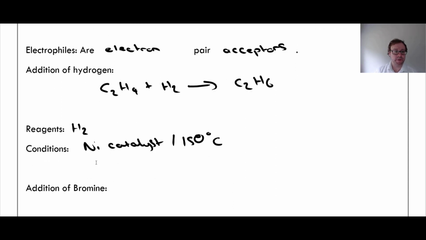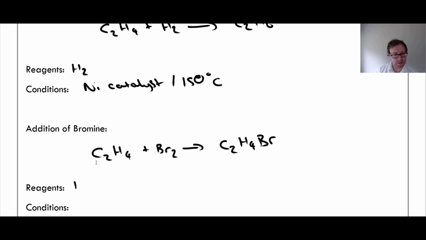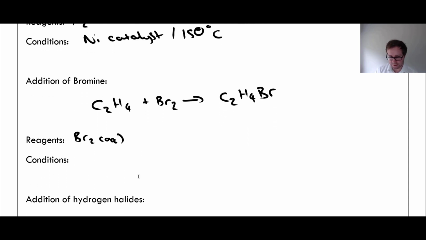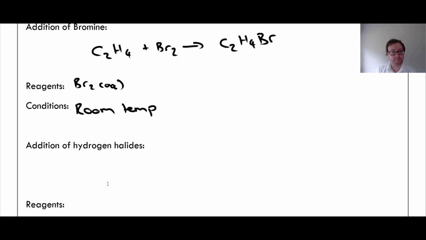150 degrees. Okay, addition of bromine, C2H4 plus Br2 would give me C2H4Br2 by breaking the double bond. I'd use aqueous bromine. This happens at room temperature. And unsurprisingly, you've seen this before, this is how I test for an alkene.